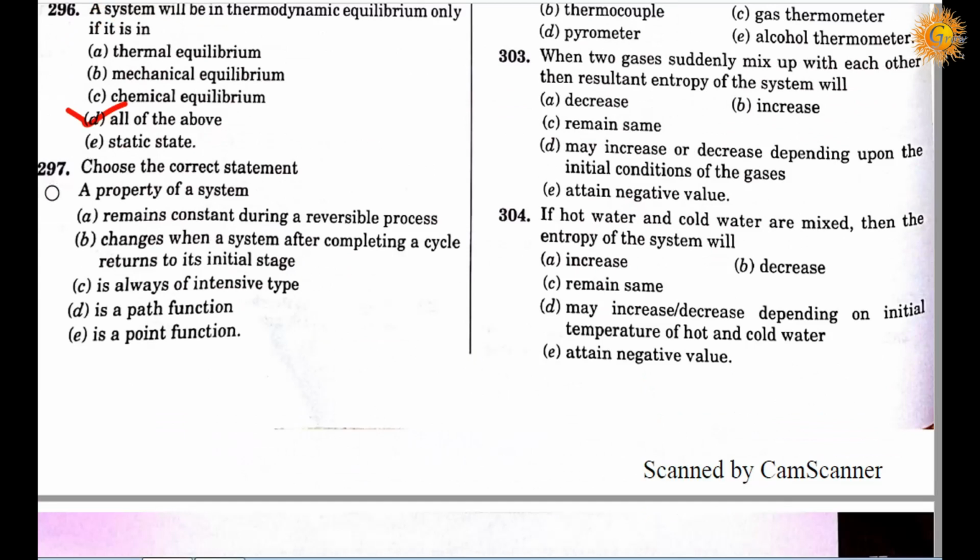Question number 297. Choose the correct statement. A property of system: option A, remains constant during a reversible process; option B, changes when a system after completing a cycle returns to its initial state; option C, is always of intensive type; option D, is a path function; and option E, is a point function. So the correct answer is a point function.